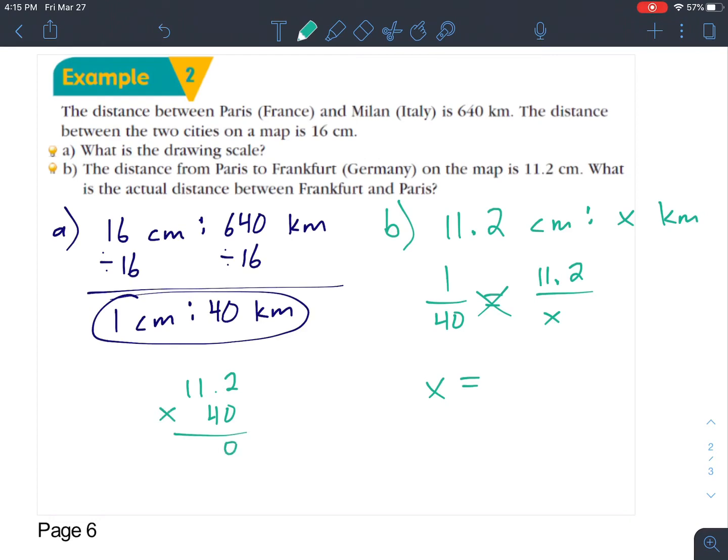Okay, so we got zeros for the first one. This would be 8, 4, 4. Oh, I could have done that in my head. Oh well. 448 kilometers.